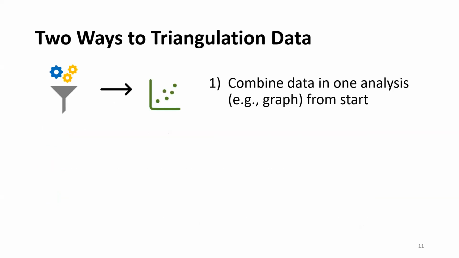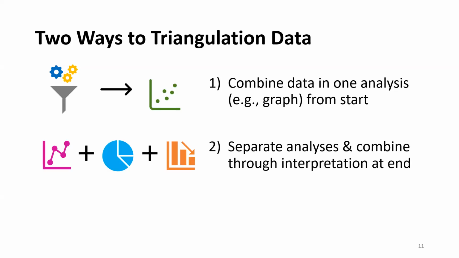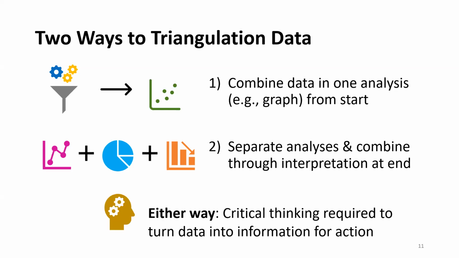and the results should be communicated for use in improved decision making. So there are 2 ways to triangulate data. The first way, you may combine different data sources into one analysis. So for example, coverage data and surveillance data into one graph from the start. Or perhaps you conduct separate analyses of each of your data sources and combine through the interpretation at the end. Either way, critical thinking is required to turn data into information for action.